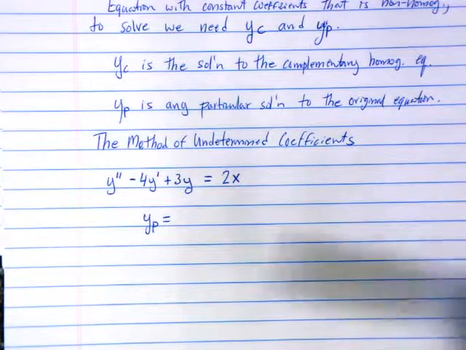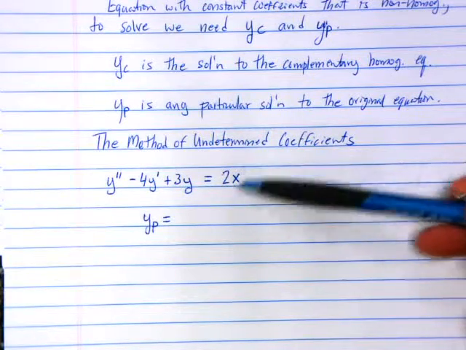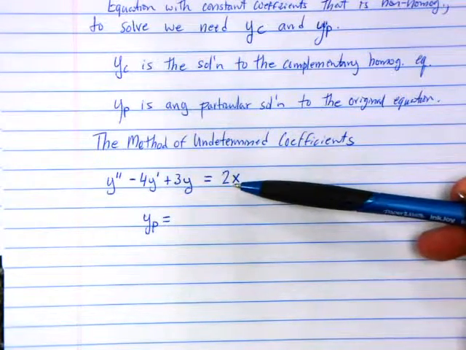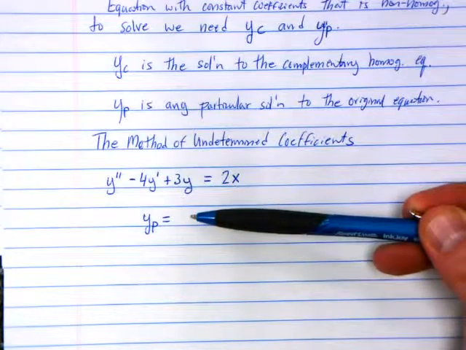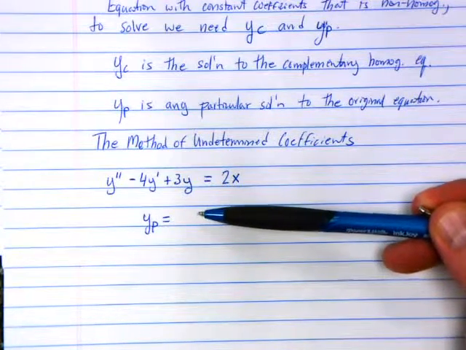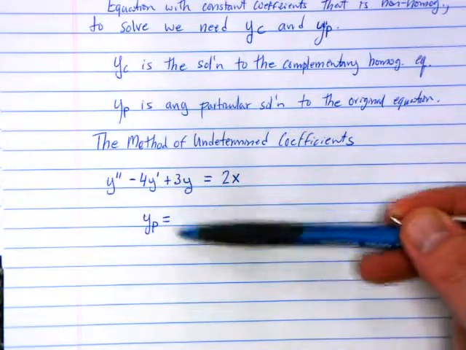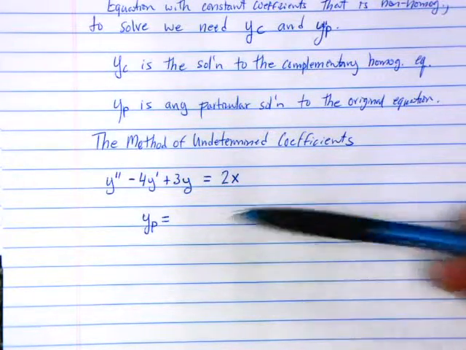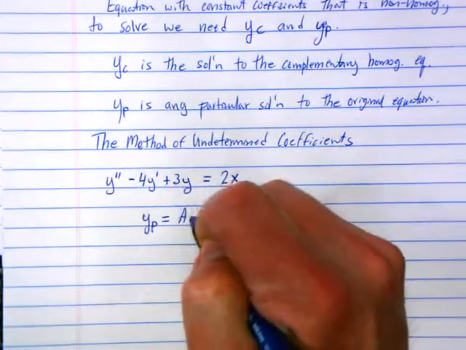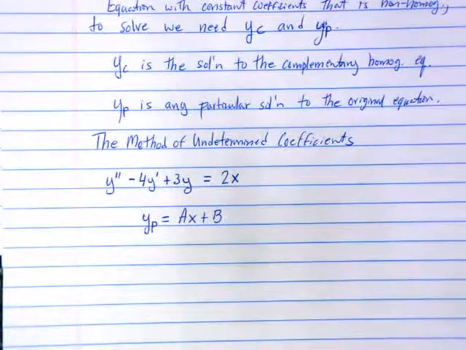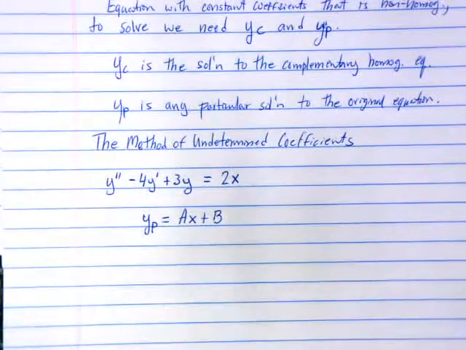Well, I'll give you a hint. 2x is what kind of thing? It's linear, isn't it? So anybody got a good guess? Something linear. That would be a reasonable guess. Since this is linear, it would seem reasonable that our answer should be linear. So I'm going to take a guess that our answer, the particular solution, is a linear function. Then I'm going to have to take the derivative, take the second derivative, plug it in and see if I can make it work.